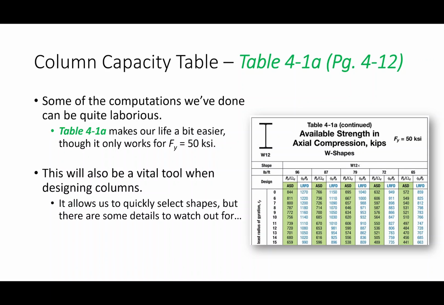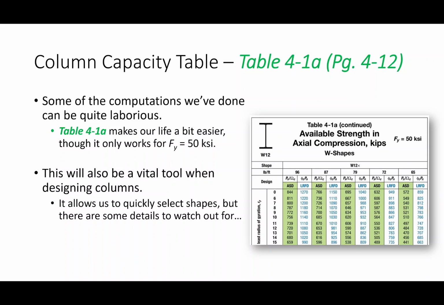This is method 2. Method 2 is to use one of the design aids. Now, this is table 4.1. There's a 4.1a, a 4.1b, and a 4.1c. We're going to use 4.1a since 4.1a is built based off of a yield stress of 50 ksi. The 4.1b and the 4.1c are just different yield stresses.